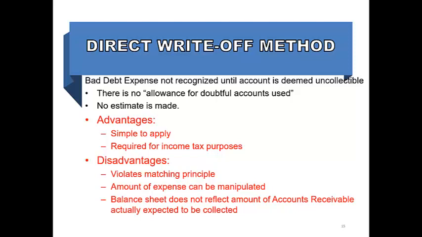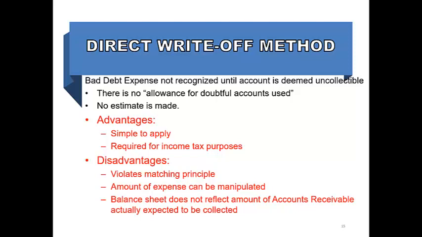Okay, next we'll move to the direct write-off method. This one is a little bit more simple. It's not as widely accepted as the allowance method because the allowance method follows the matching principle. The direct write-off method does not. So basically what happens with direct write-off is we don't make an estimate. The allowance for doubtful accounts does not even exist. We just write off our accounts when we find that they're no longer viable.